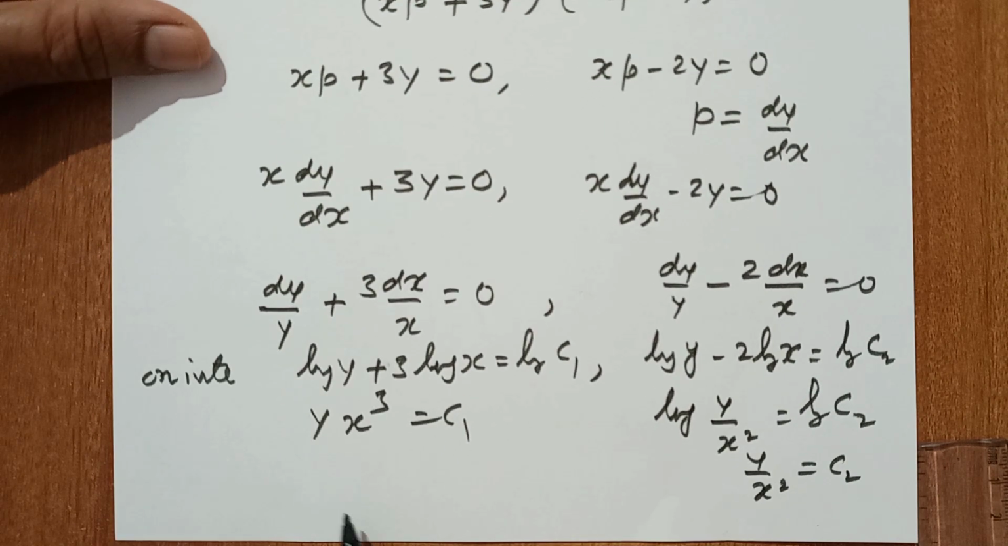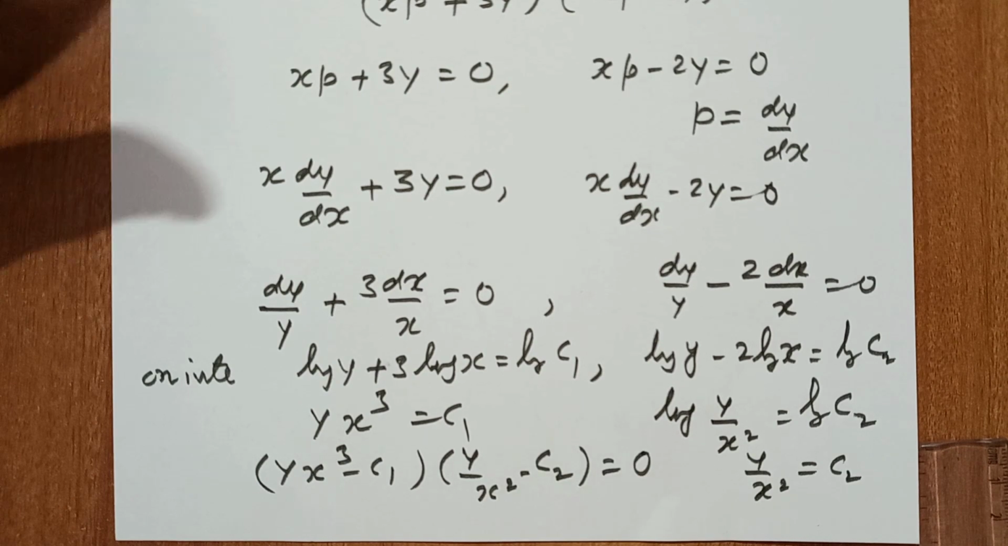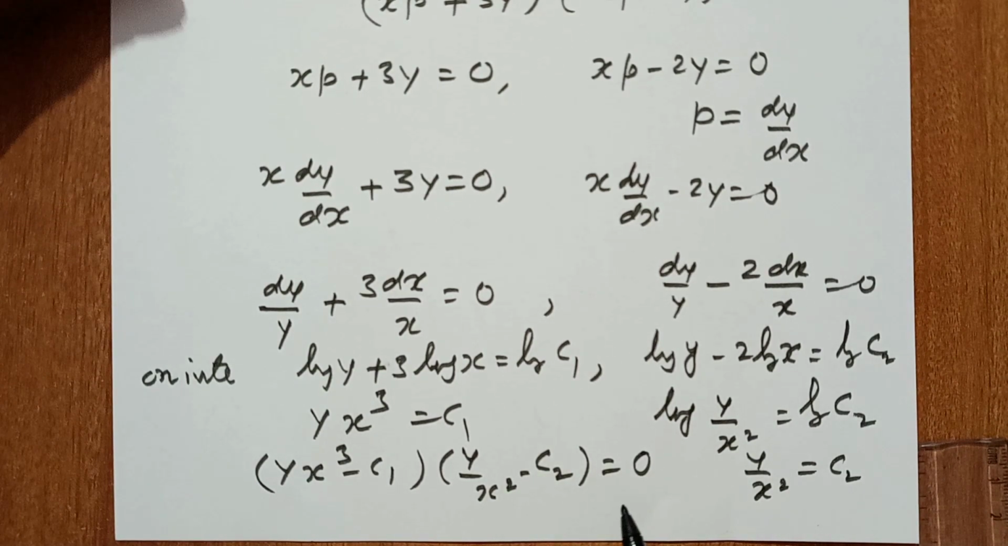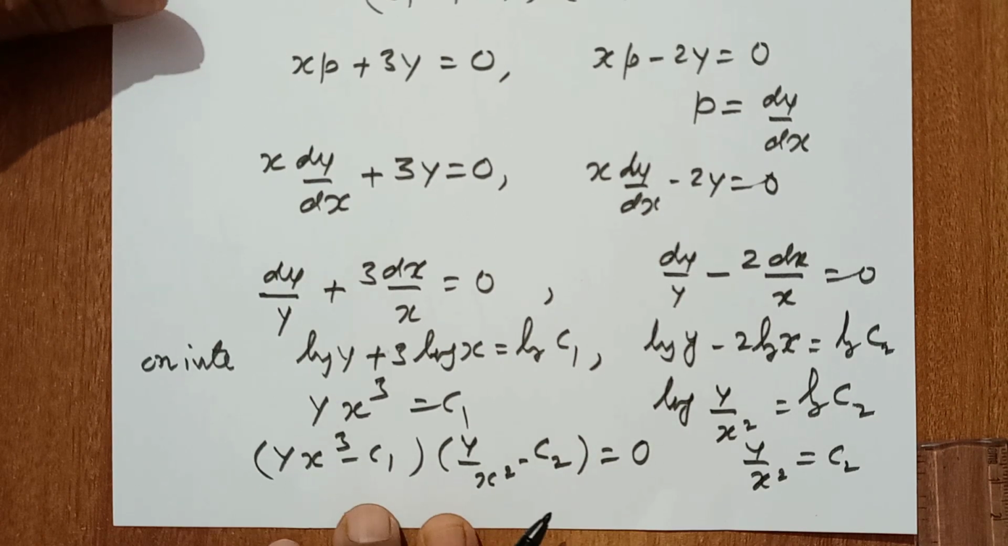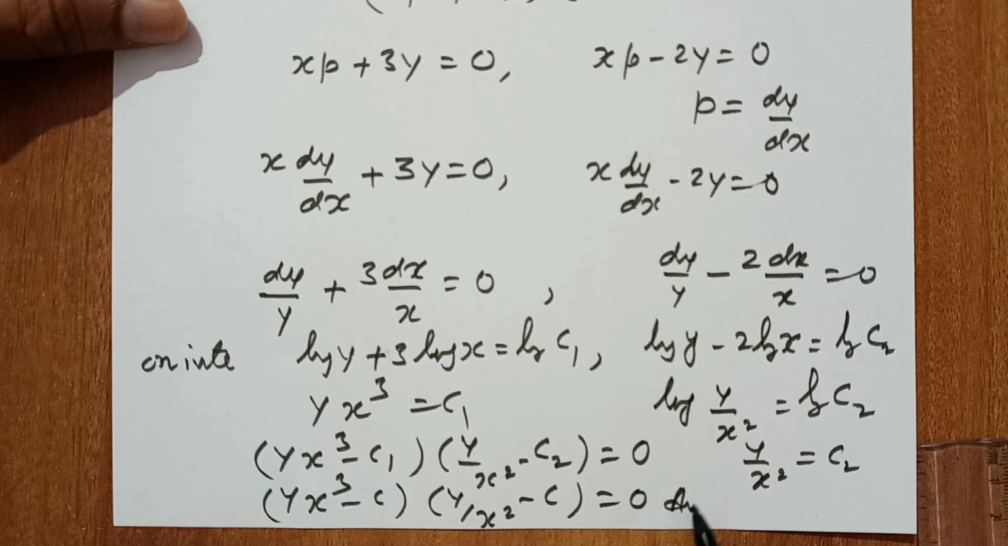So what is the solution? We will write the solution (y x cube minus c1) into (y upon x square minus c2) is equal to 0. We can put also c1 is equal to c2 is equal to c. So the solution can also be written as (y x cube minus c) into (y upon x square minus c) equal to 0. So this is the answer.